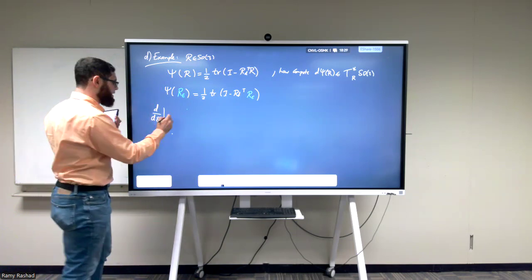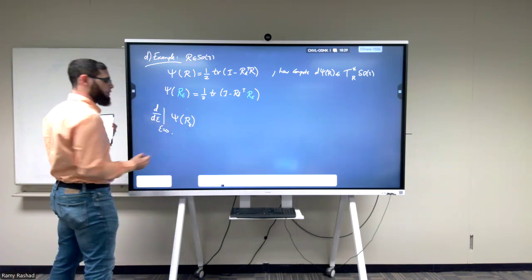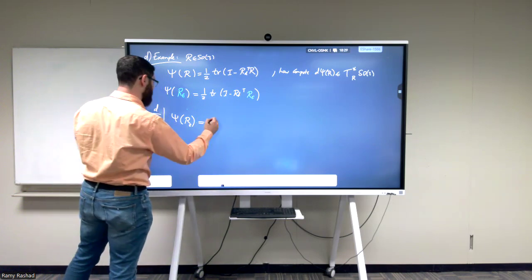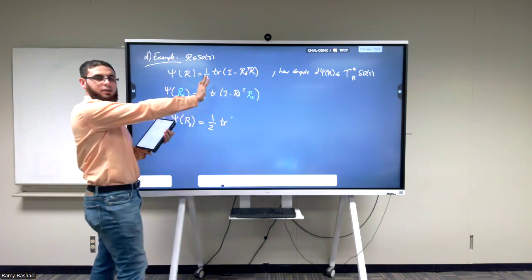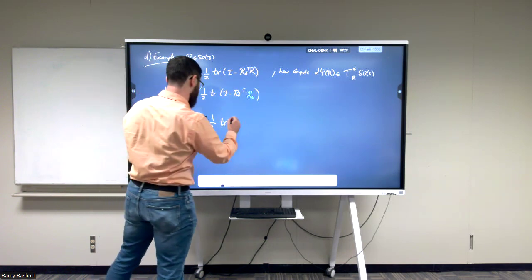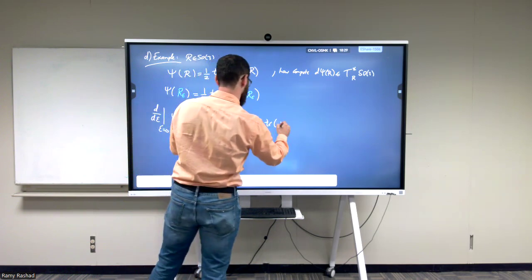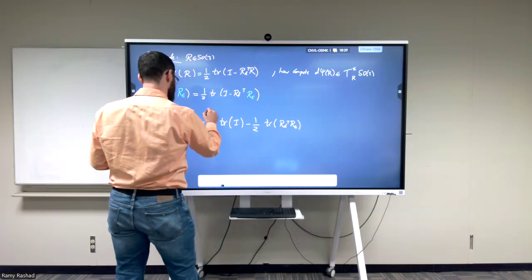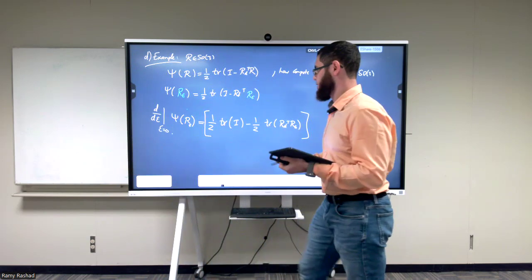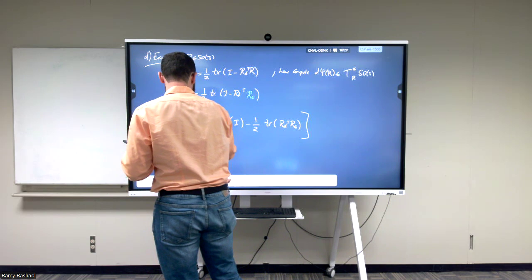So if I take the d with respect to epsilon of this function, it's equivalent to having half the trace. First of all, let's rewrite this, maybe it's easier. Let's rewrite this as half the trace of I minus half the trace of RD transpose R epsilon. Writing it like this, again, we want to take the differentiation with respect to epsilon at epsilon equal to 0.